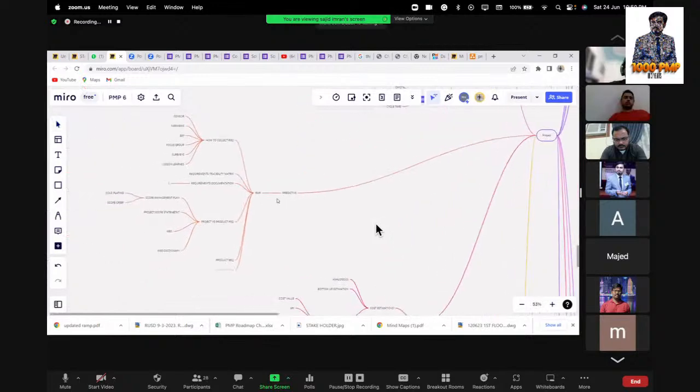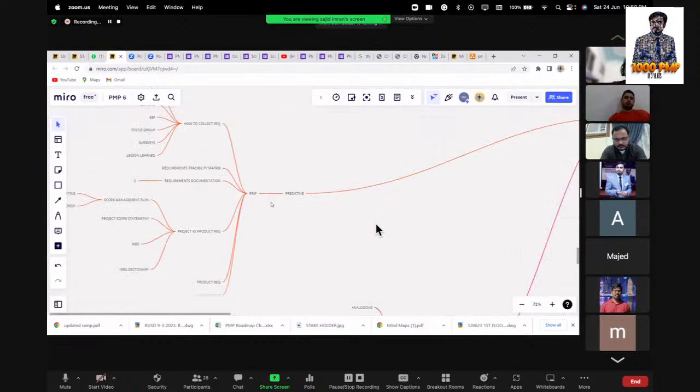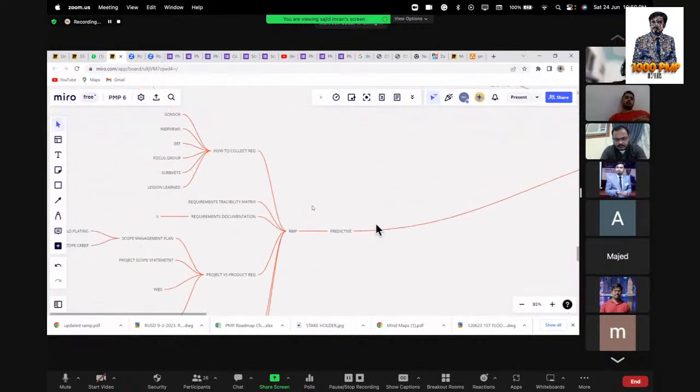So we were saying that under predictive, you have all that planning that we were discussing earlier, Sajid and I. If we look at the requirements aspect of the predictive, under requirements management plan, you have to decide how you collect the requirements. So there are different ways to collect the requirements. As on the top, on the left side, you can see sponsor, interviews, focus groups, surveys, and there are other methods to collect the requirements.